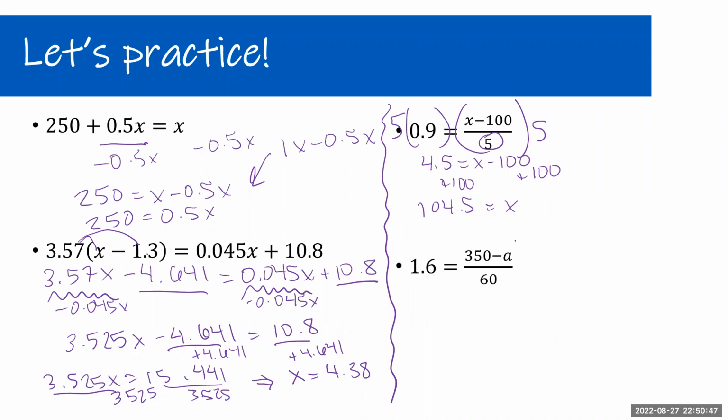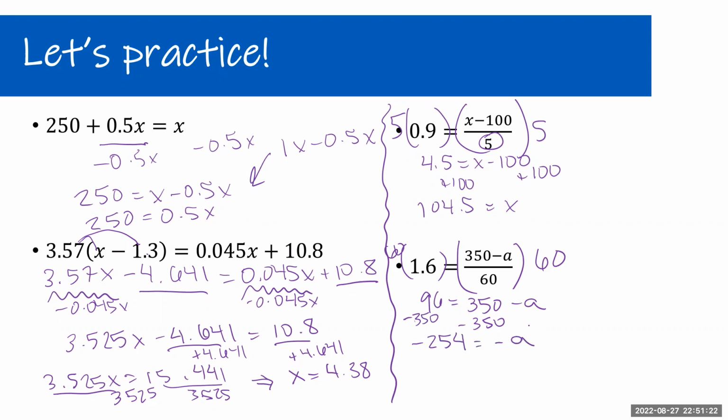So again, similar to before, the first thing I do is get that 60 out of that denominator by multiplying both sides by 60. If we multiply 1.6 times 60, we get 96. And all we're going to be left with on this side is 350 minus a. Now, a is almost by itself here, but we need to subtract 350 from each side. And that'll give us minus 254 equals minus a.